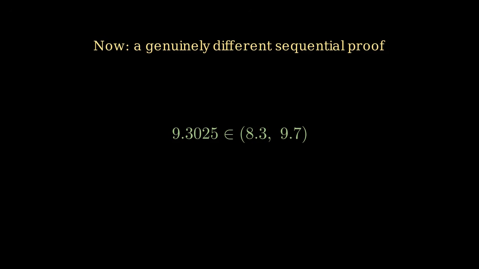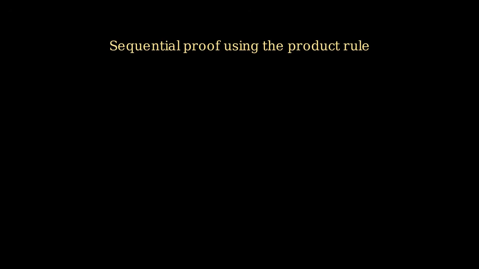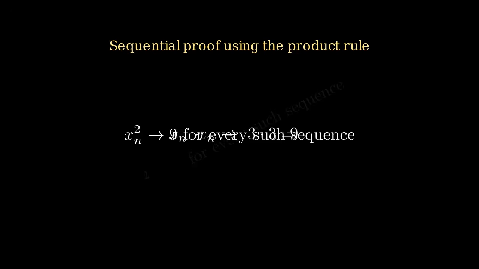Now let's switch to a genuinely different route to the same result, the sequential approach, which uses sequences instead of tolerances directly. Here is the alternative argument. Take any sequence of numbers that approaches 3 as its limit. By the product rule for limits of sequences, the sequence formed by multiplying each term by itself must approach 3 times 3, which is 9.